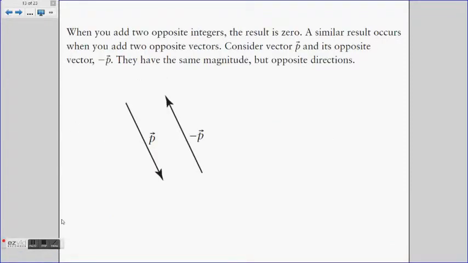So when you add two opposite integers, of course the resultant is 0. So a similar result occurs when you add two opposite vectors. So let's consider a vector P. I've got a little diagram here of the vector P and its opposite vector negative P. They have the same magnitude, but opposite directions. If we were to add them together, we would get the 0 vector. So this is a property of vectors.